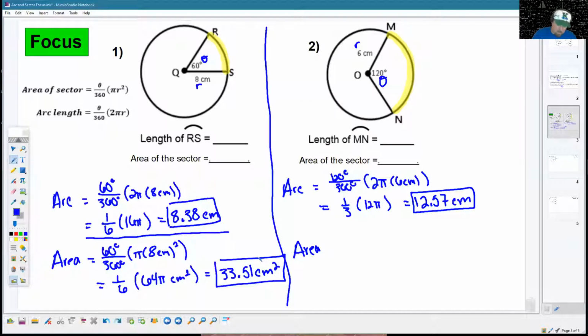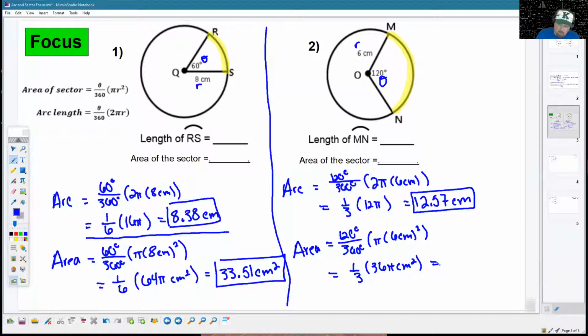And with area, it's the same central angle. We're finding the area of the same piece. So this is our 120 over 360, but this time it's going to be pi r squared, so it's pi times 6 centimeters squared. So we get 1/3. 6 squared is 36. So this is going to be 36 pi centimeters squared.